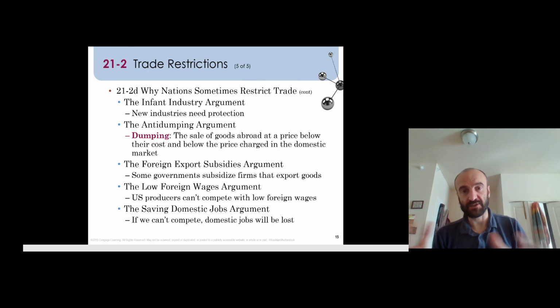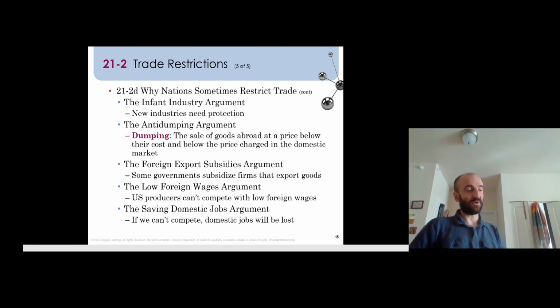So again, this is the tension between the interests of producers and consumers. If you assume that consumer interest should be the driving force of our public policy, then the low foreign wage argument doesn't make sense at all.